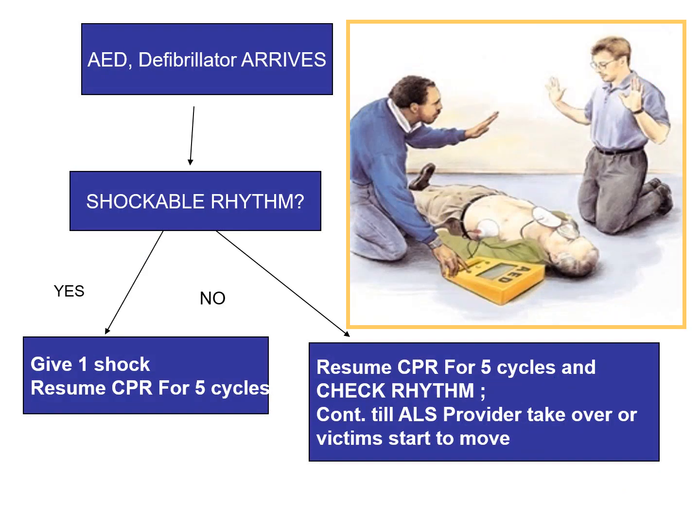Once an AED arrives, switch on the AED, attach the AED pads on the victim's chest, and allow the AED machine to analyze the rhythm. If it is a shockable rhythm, give one shock and resume CPR for 5 cycles. If it is a non-shockable rhythm, resume CPR for 5 cycles and check the rhythm. Continue till the ALS or Advanced Life Support provider takes over or the victim starts to move.